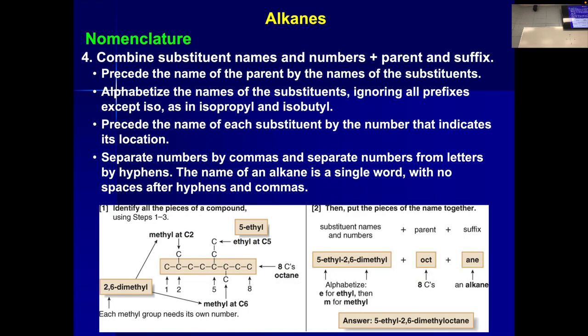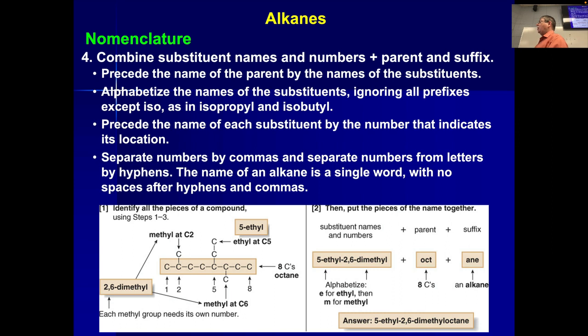So, we've got all the pieces together. So you're going to identify all the pieces of a compound, right? So here we've got a molecule that's got 8 carbons. We've got an ethyl group here. We've got a methyl group here. We've got a methyl group here. We've decided that we're going to number from left to right because that gives me the first substituent at carbon 2. If I numbered from right to left, that'd give me the first substituent at carbon number 3. So this is the right numbering system.